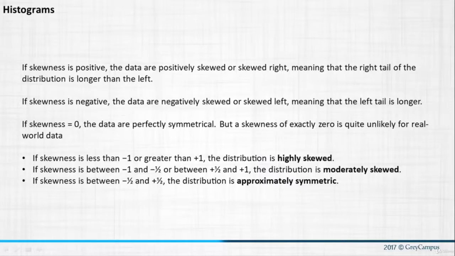As I mentioned, a positively skewed distribution is right skewed and the tail is to the right. A negatively skewed distribution is left skewed and the tail is to the left. You can see here that if a skew has a value greater than -1 or +1, we consider that highly skewed. If it is between -1 and -1/2 or 1/2 and +1, then it is moderately skewed. If it's closer to 0, then it's considered symmetric.